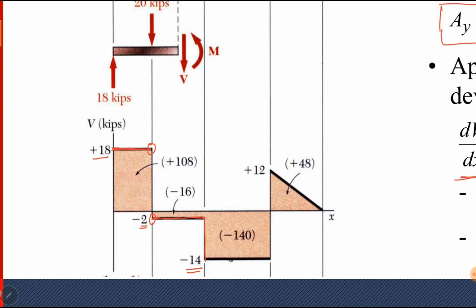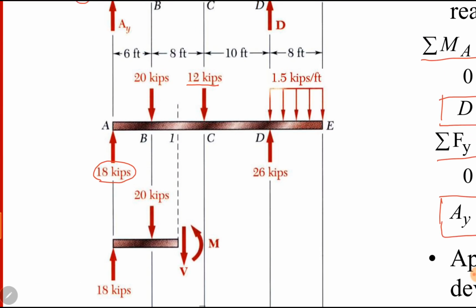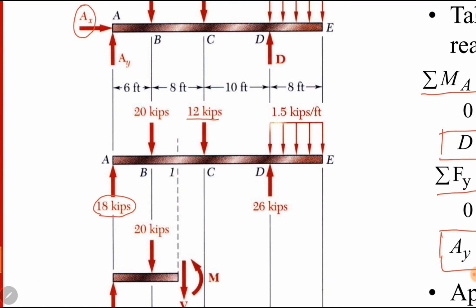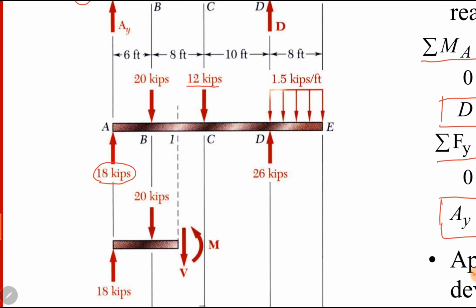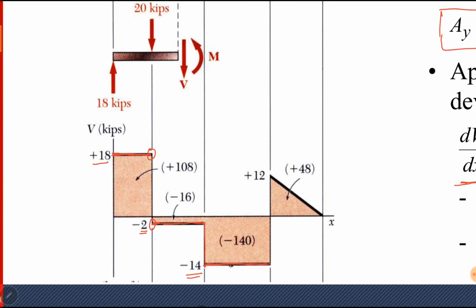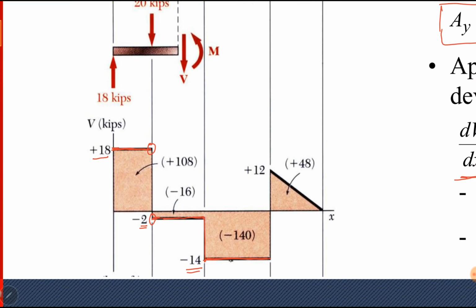Between section BC it is minus 2, between section CD it is minus 14. From C to D, again there is no distributed force, so the shear force will remain constant. There is zero slope, it is constant. At point D, we have an upward force of 26 kilopounds. Previously we have minus 14 and upward 26 is positive 26. So minus 14 plus 26 becomes plus 12.